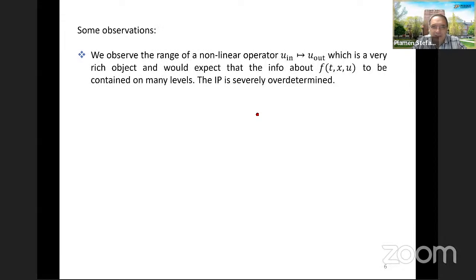And some observations: we observe the range of the nonlinear operator, and that's a very rich object. It's much richer than the similar operator for linear equations. So you can expect that the information will be hidden in many layers, roughly speaking, and many levels. So this is a severely overdetermined problem.